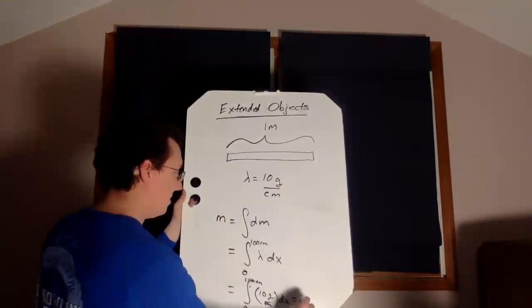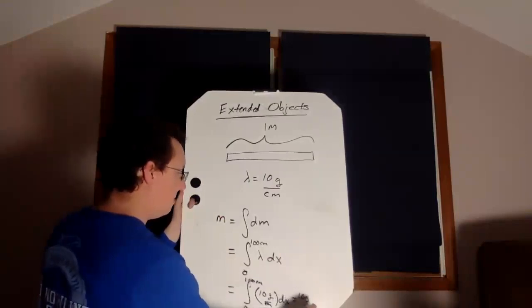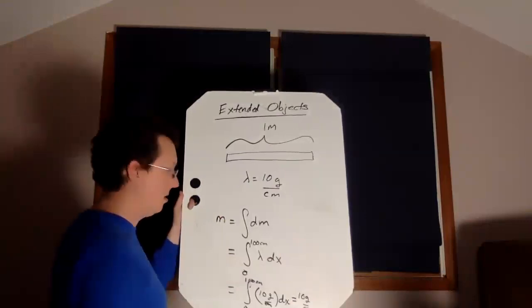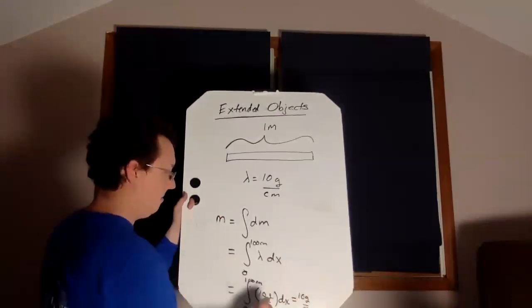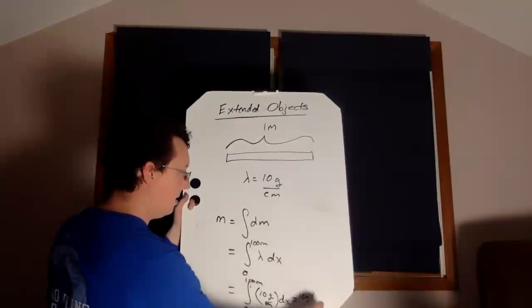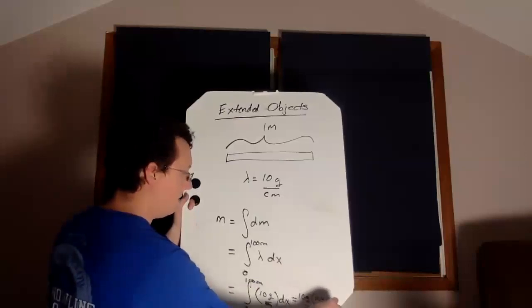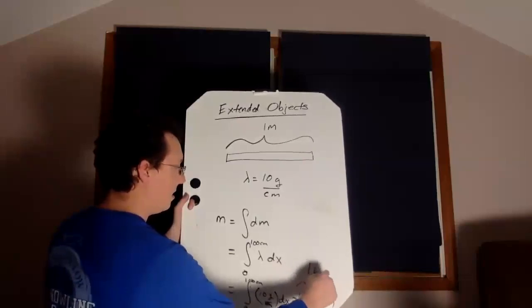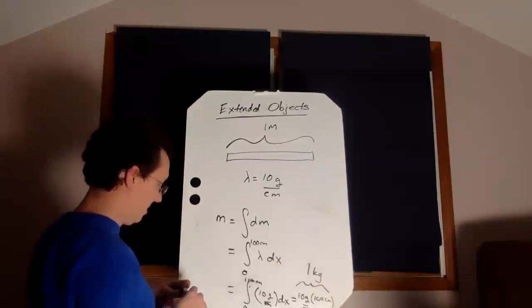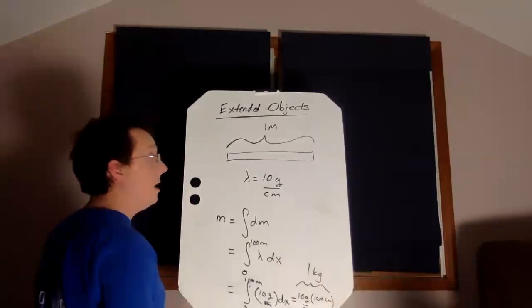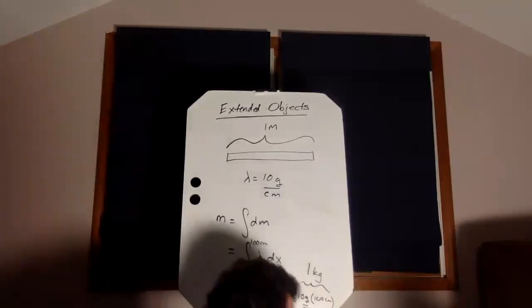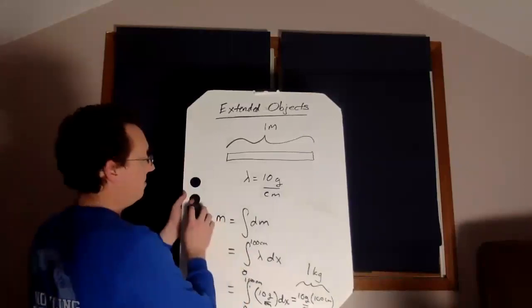And the answer comes out to be 10 grams per centimeter times 100 centimeters. 1 kilogram, as advertised, 1,000 grams. Okay? That's kind of typical of how you would use these formulas. Let's do one more example.